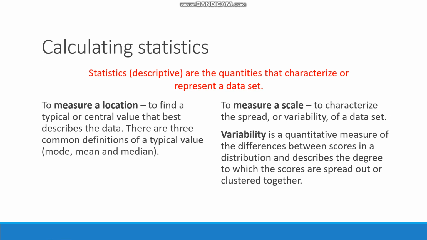Descriptive statistics are the quantities that characterize or represent a data set. For quantitative characters, statistic calculations usually involve a measure of location and a measure of scale. We measure a location by finding a typical or central value that best describes the data. There are three common definitions of a typical value: mode, mean, and median. To measure scale means to characterize the spread or variability of a data set. Variability is a quantitative measure of the differences between scores in a distribution and describes the degree to which the scores are spread out or clustered together.